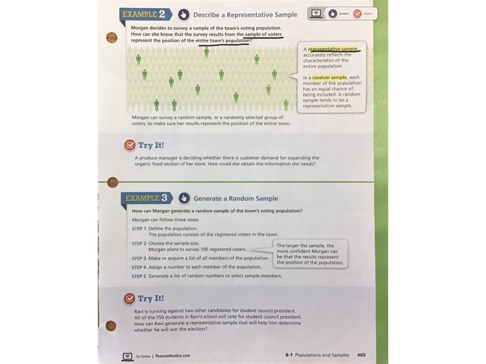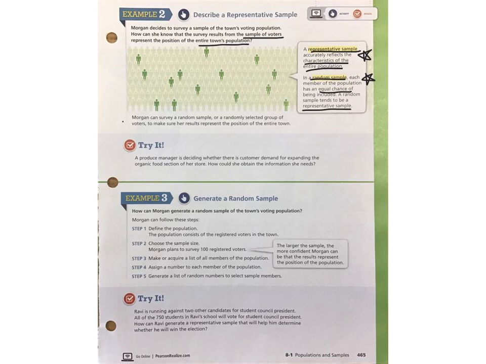In other words, she has to look for both males and females, and she needs to look for each of the ethnic backgrounds and cultural backgrounds from her entire town population. This is what we call a representative sample. A representative sample accurately reflects the characteristics, or the things that make up, the entire population. In a random sample, each member of the population has an equal chance of being included. A random sample tends to be a representative sample.